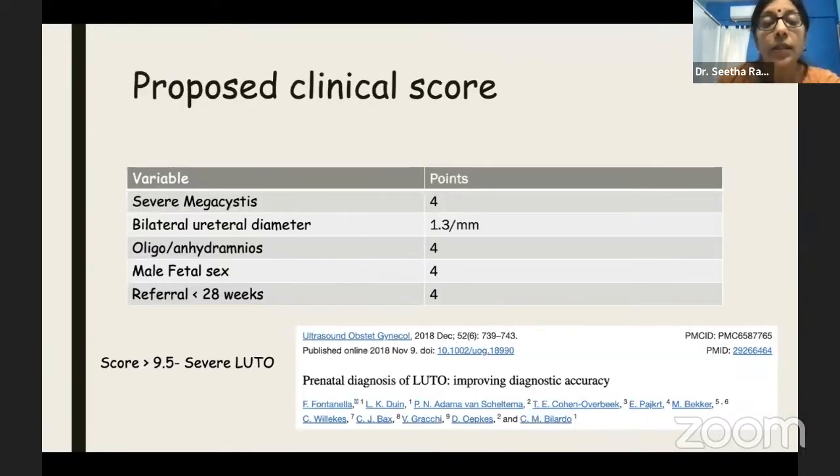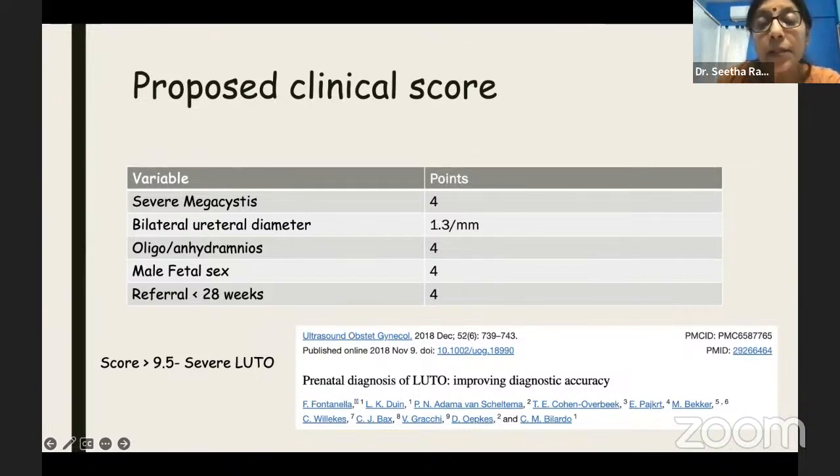So regarding all this, groups, especially the Fontanella group, have also come up with a proposed clinical score as to whether you can make out whether it is moderate or severe. They have given points for severe megacystis, the mean of both the urethral diameters, the presence of oligo and anhydramnios, female or male sex, and whether it's diagnosed before 28 weeks. They score it up and have said that anything more than 9.5 could be severe LUTO. So this is obviously not usually practiced.